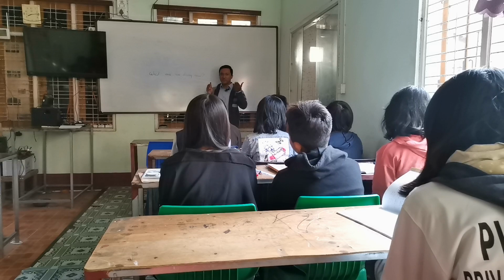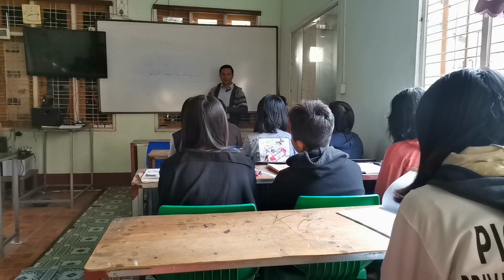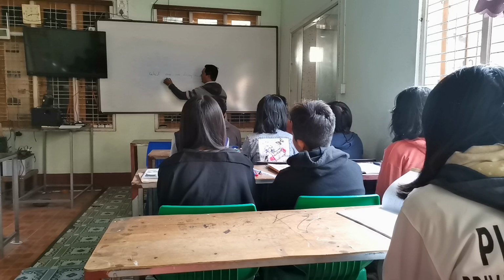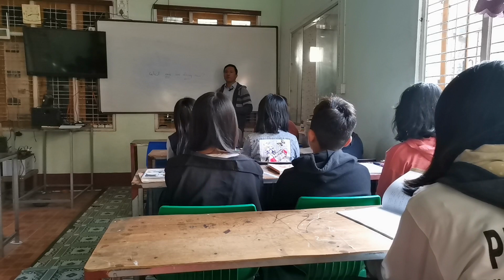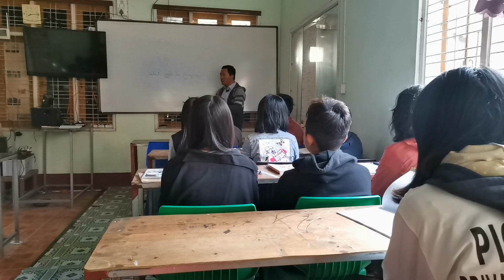Okay, so we are talking about something that is happening right now, at the moment. We use what kind of verb form? Verb to be plus verb ing. So something we are doing at the moment or right now, the verb form is verb to be plus verb ing. Okay, what am I doing right now? Reading, of course, I'm reading.